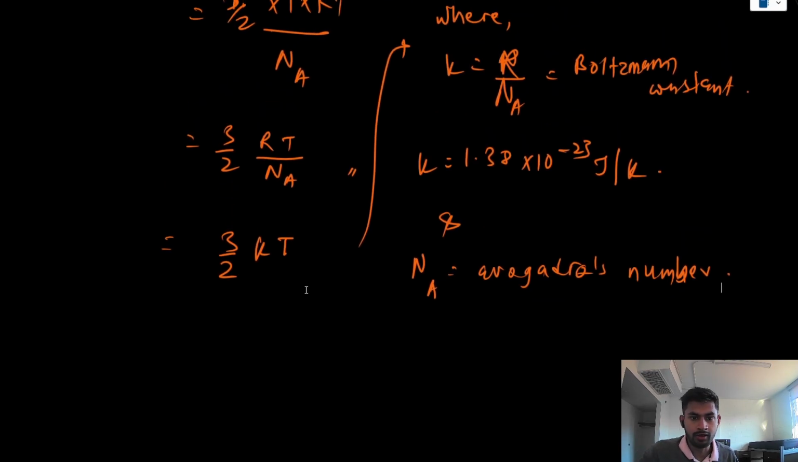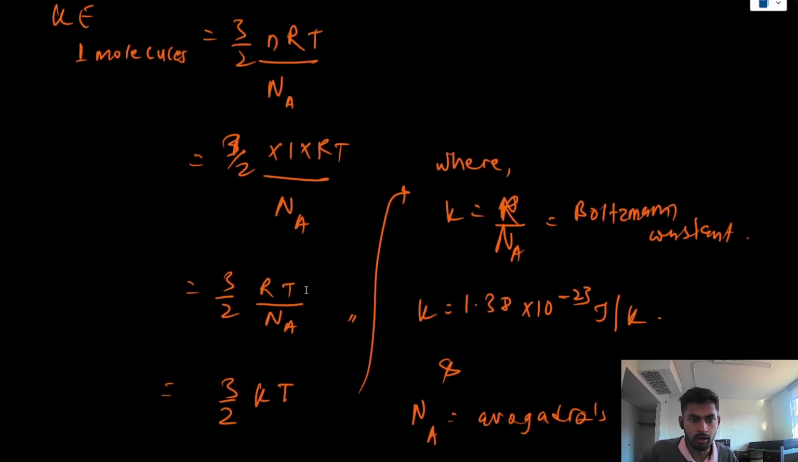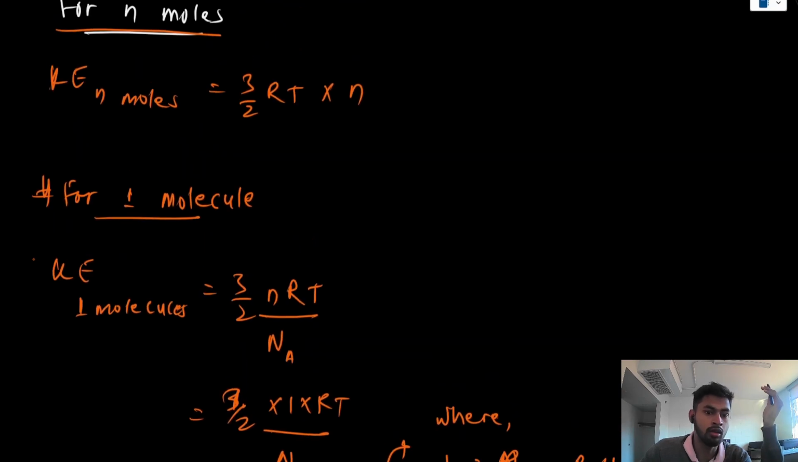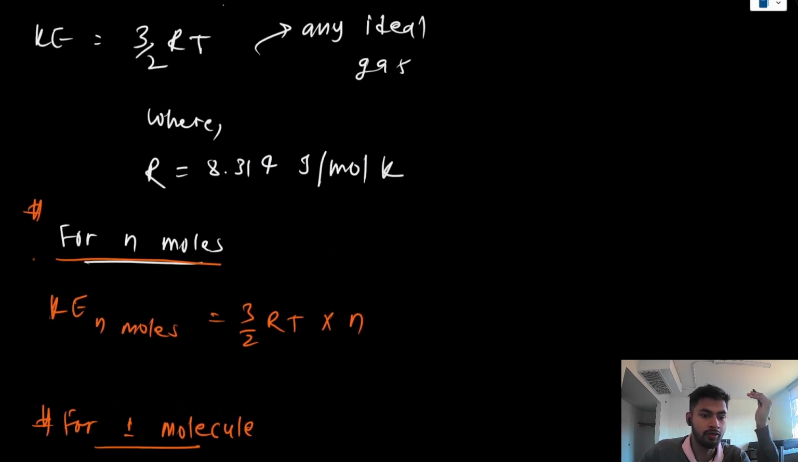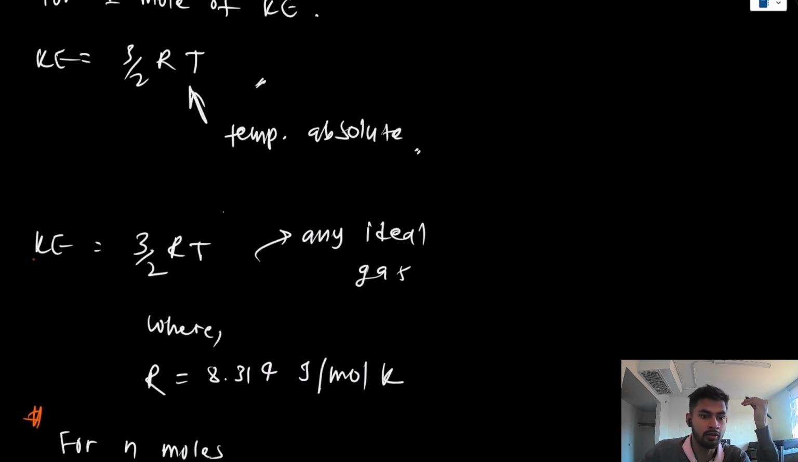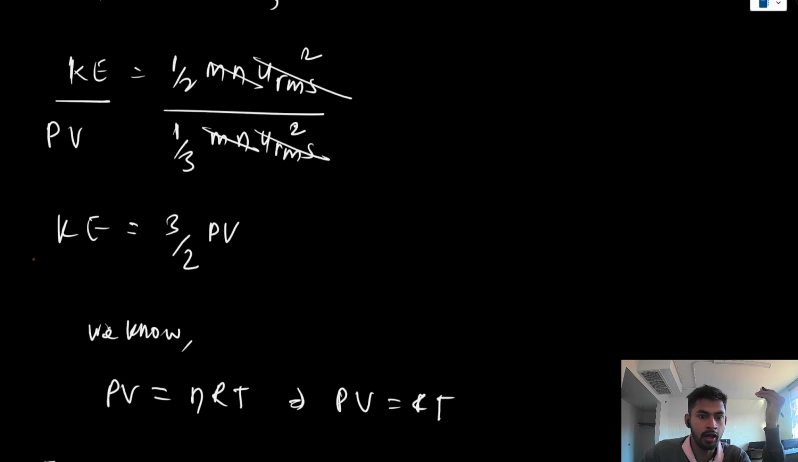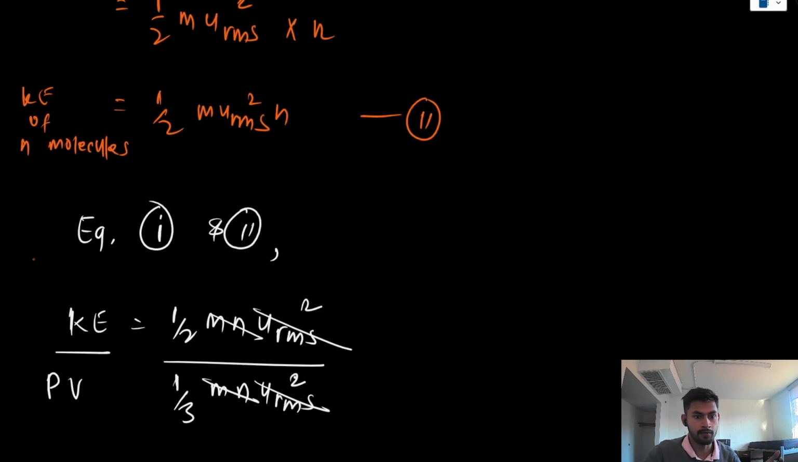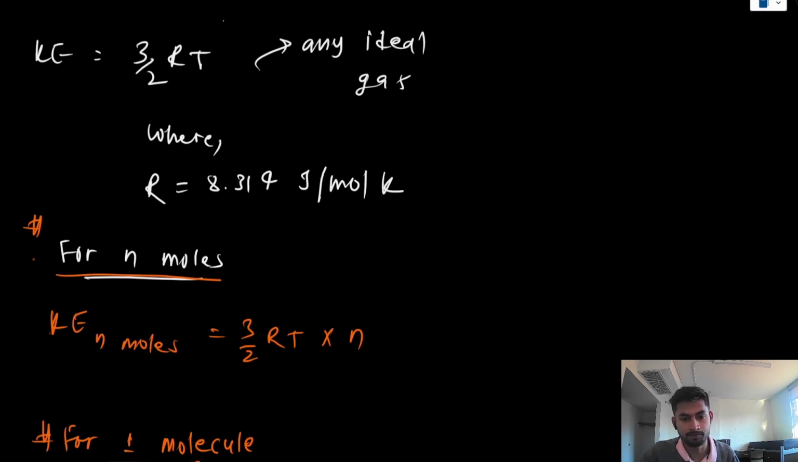So this has been a bit of a mouthful, and I hope it's clear that the kinetic energy of 1 molecule, the kinetic energy of n moles, the kinetic energy of 1 mole, and the relationship between kinetic energy and pressure, volume and moles is given.